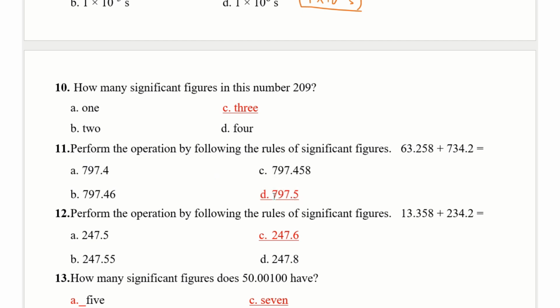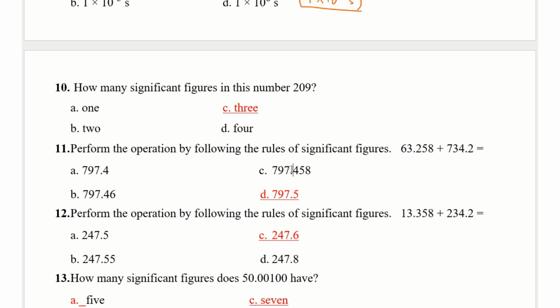So actually it was 797.4 and something more than 5, so that we rounded to 5. Okay, it's not 797.4, no, it's 797.5 because 63.258 plus 734.2 equals 797.458. So after 4 we have 58. So this is the answer we get actually. After we add them, we get this answer.